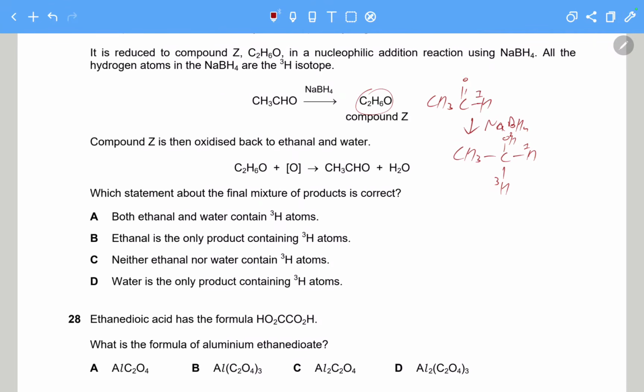Now compound Z is then oxidized back to ethanol and water, and which statement about the final mixture of products is correct? Both ethanol and water contain tritium atoms.